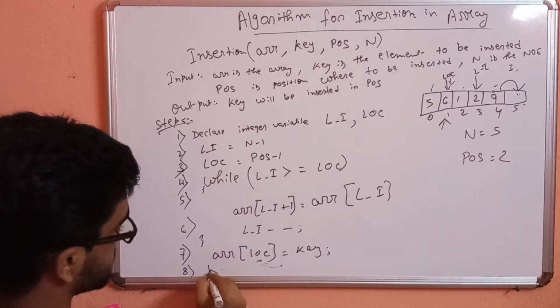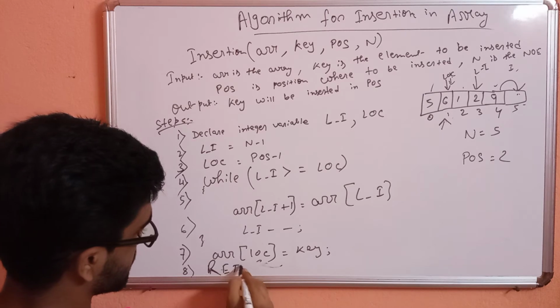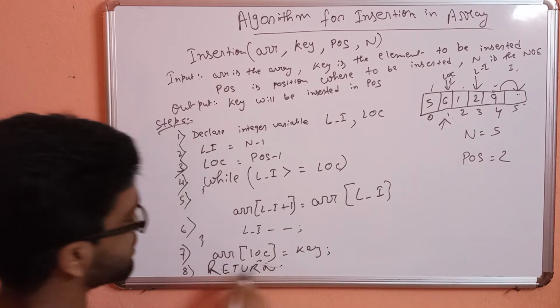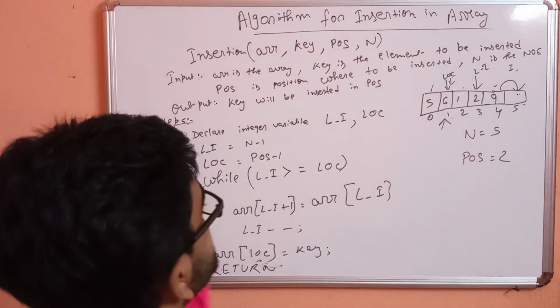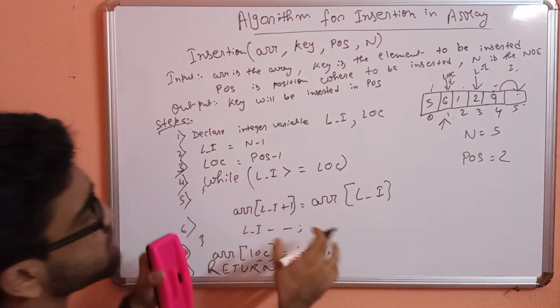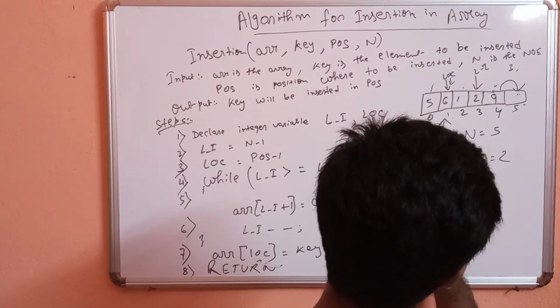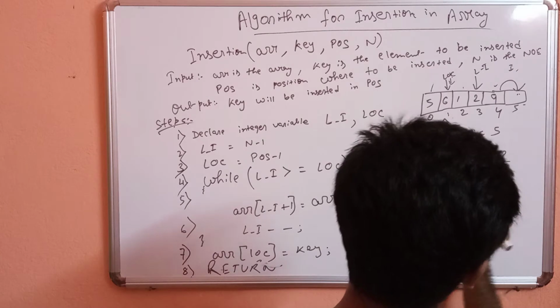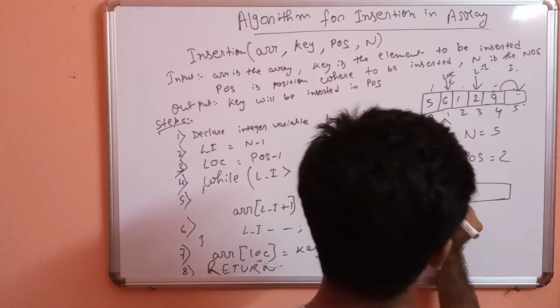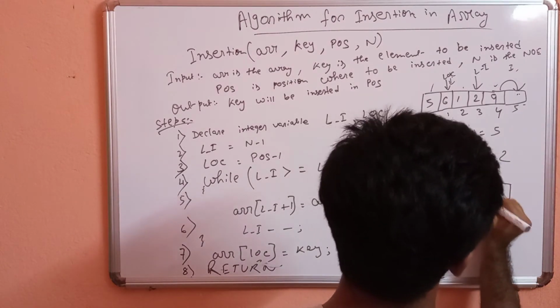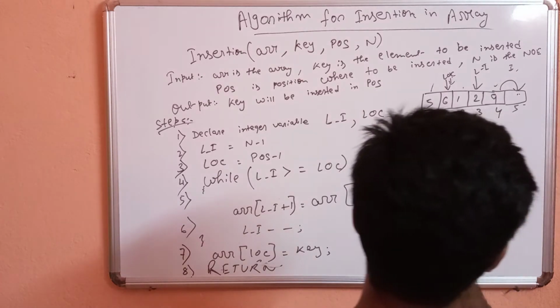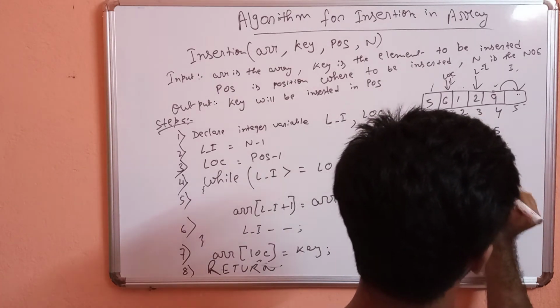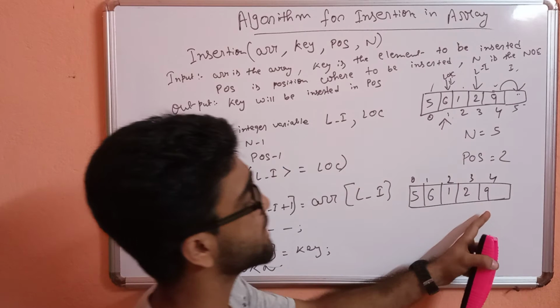Then end. This is return, or you can write end of procedure. Okay, same thing. So after the execution of this algorithm, let's see how it will look. Let me show you the dry run of this, then you will understand it better. 0 1 2 3 4. This is the array.